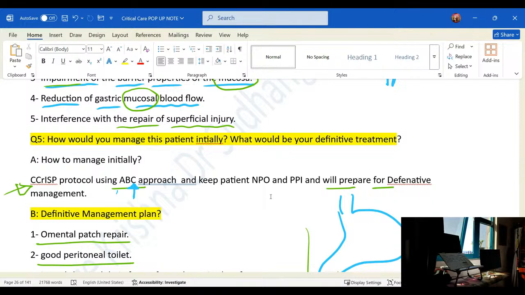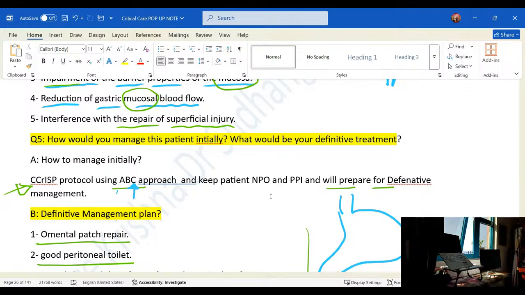Main thing there was we started IV fluid. No, instead of IV fluid, we started blood transfusion directly. And here with perforation, we are keeping the patient NPO and giving PPI and preparing the patient for definitive management.